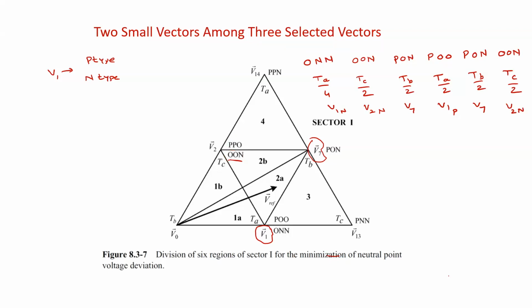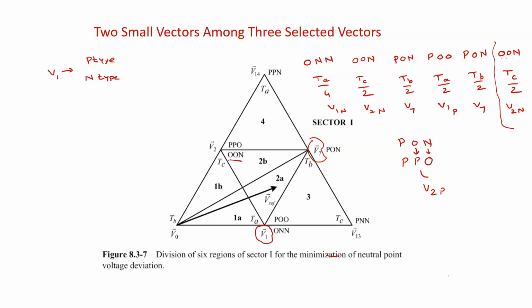Either you sacrifice the neutral voltage deviation, or you are ready to accept additional switchings. Here there is one particular case: either you can choose 00N, or you can choose PP0, the P-type small vector. If you choose this one, the advantage is the neutral voltage deviation can be improved and compensated, but the disadvantage is additional switching losses. It is P0N, so this phase is affected and this phase is affected.